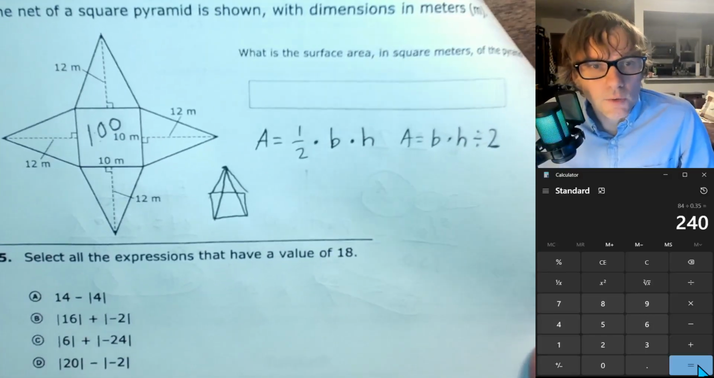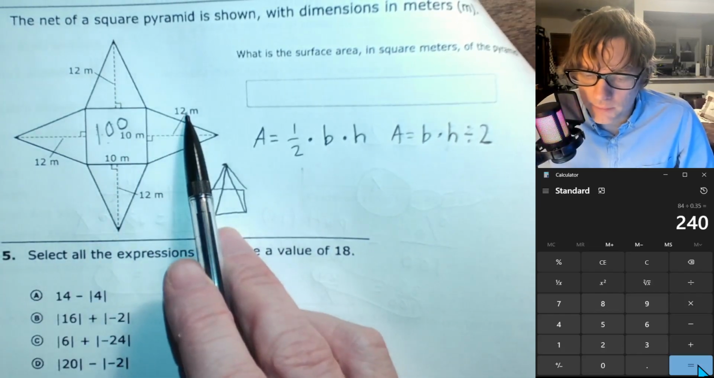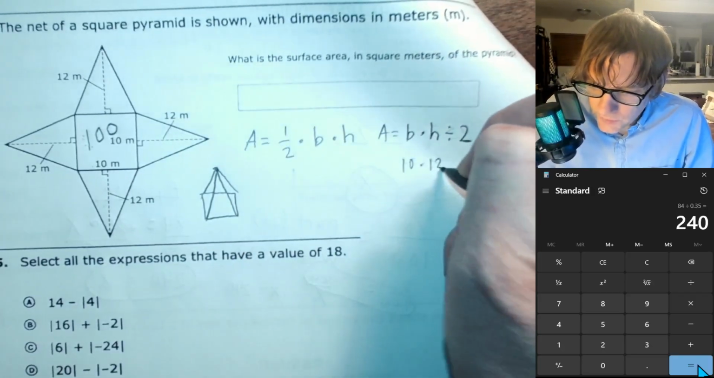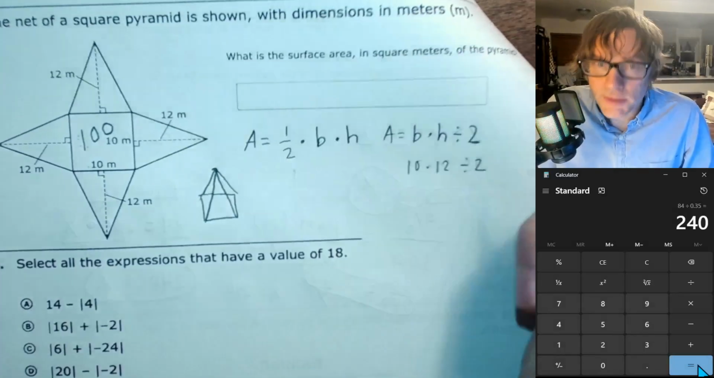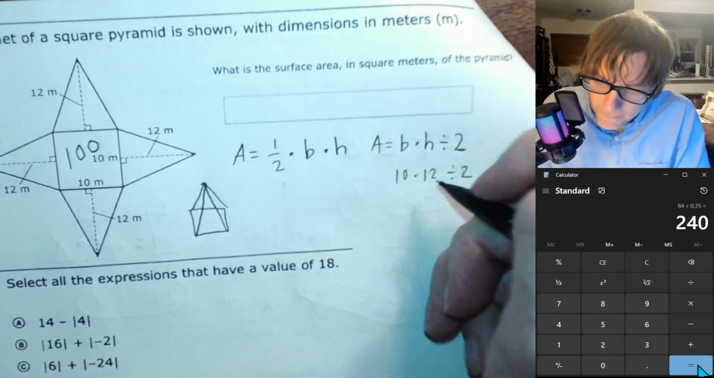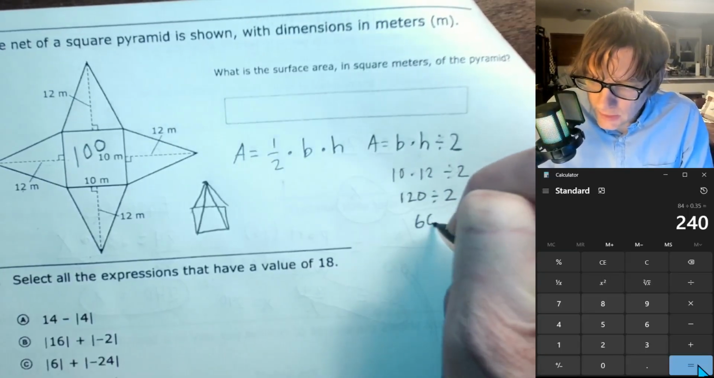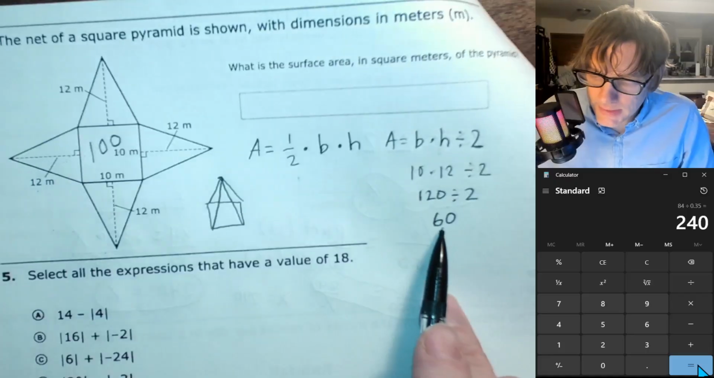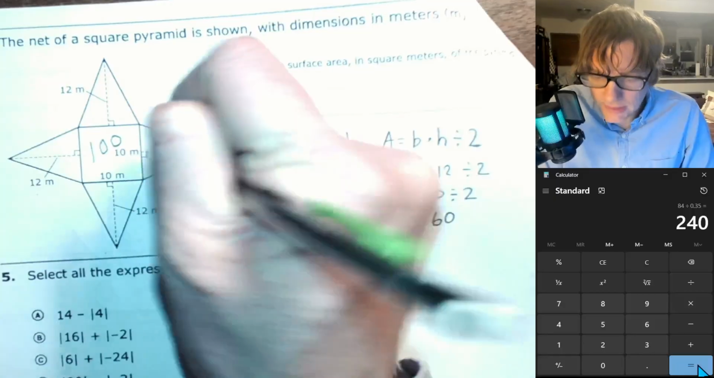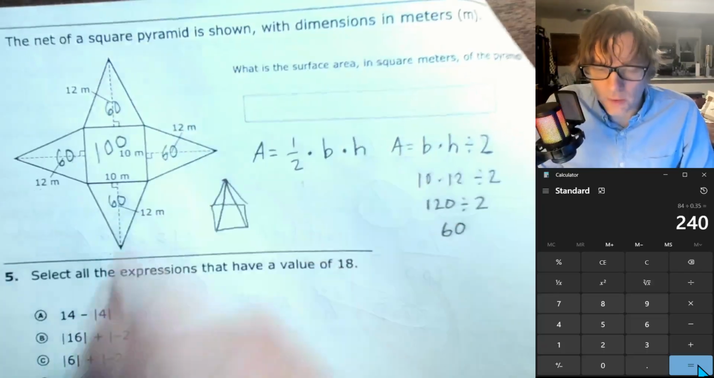All right, so I've got 10 times 12. That'll be 120. So I'm going to go ahead and write that out. 10 times 12. I still have the divide by 2 afterwards. So 10 times 12 is 120. And then you divide by 2, and you get 60. So now I know that this 60 is the area of just one of these triangles. So I've got 60, 60, 60, and 60 in all 4 triangles.